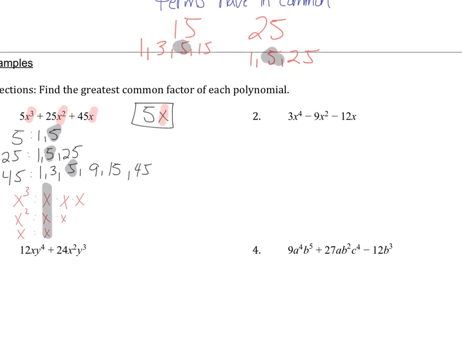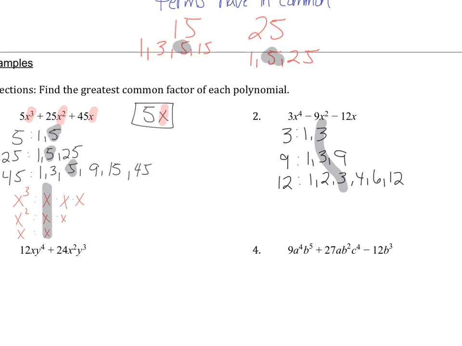So for number 2, starting with my numbers, I have 3, I have 9, and I have 12. Let's ignore the negatives for now. My factors of 3 are just going to be 1 and 3. My factors of 9 are 1, 3, and 9. And my factors of 12 are 1, 2, 3, 4, 6, and 12. So my greatest common factor of all three of those is again going to be 3 for this one.